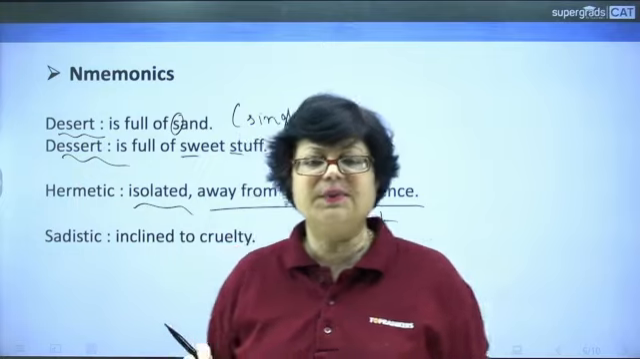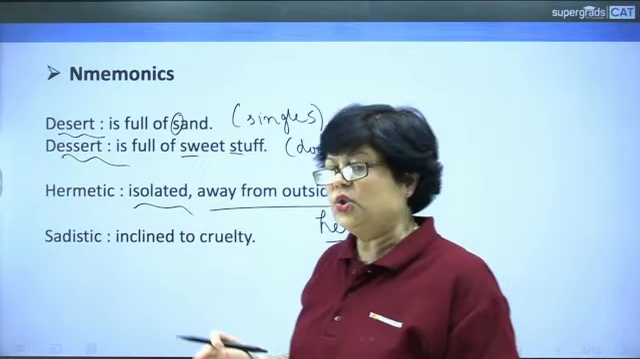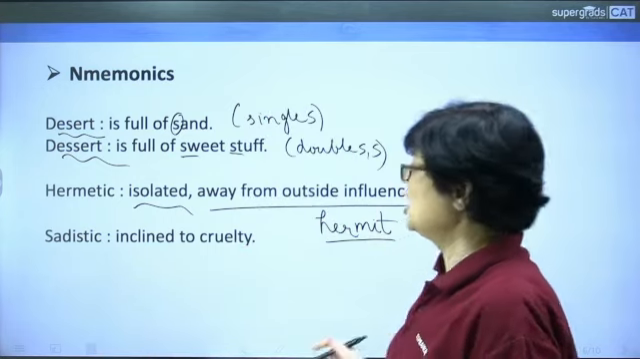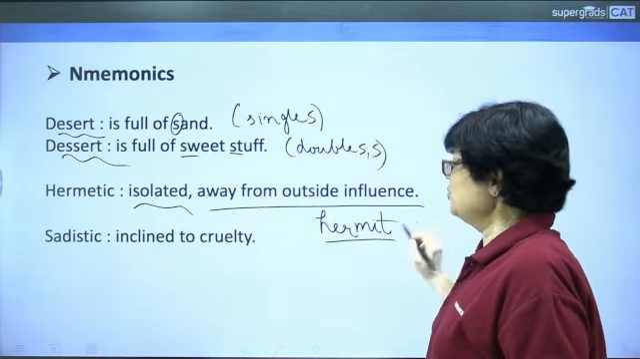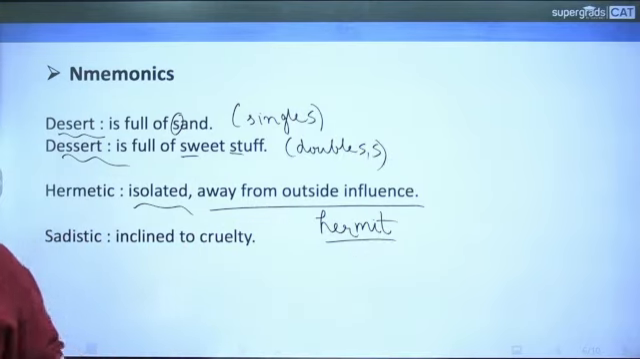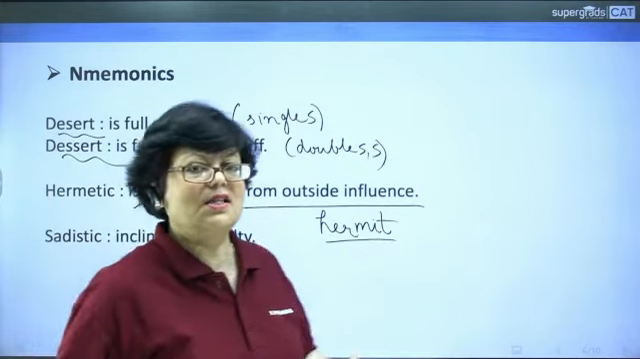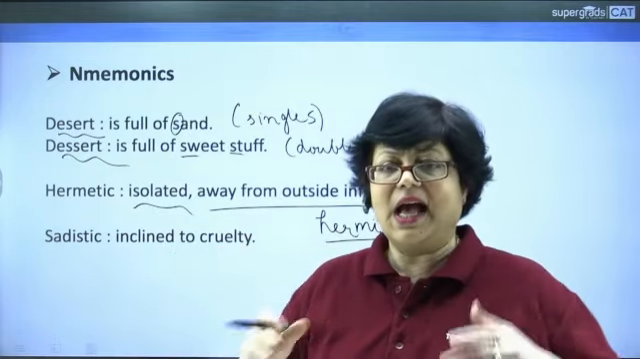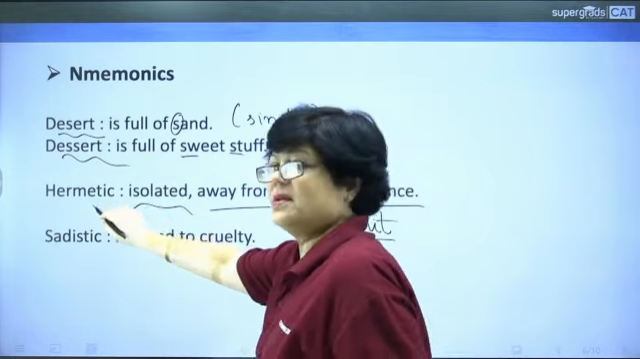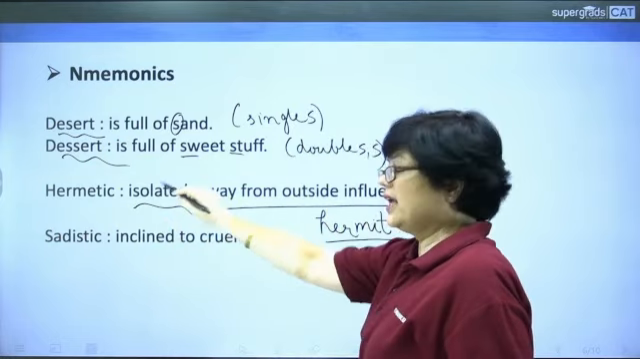So what kind of a place he would require? He would like to have a secluded, isolated place where there is no disturbance, isn't it? So a hermit is a person who wants to live away from the impacts of the society or the human beings, simply because he has to pray to God, he has to worship, and he has to make a communion with the Almighty. So hermetic, similarly, this hermetic is, how can you remember?